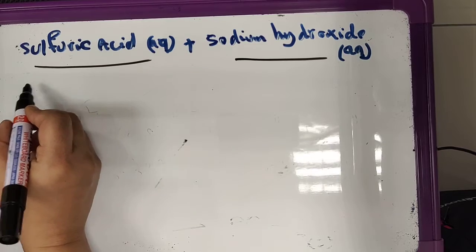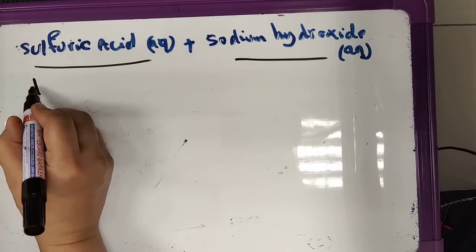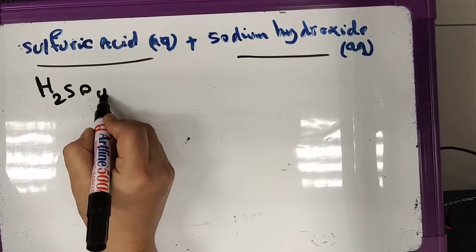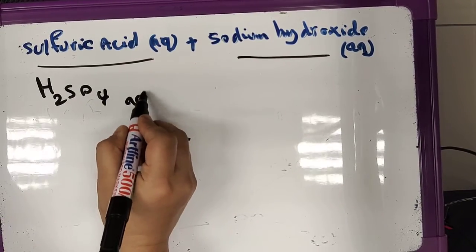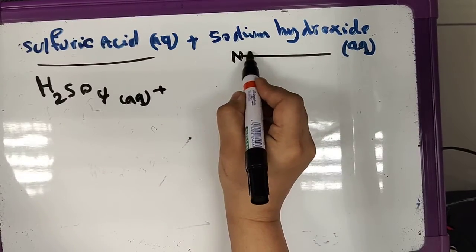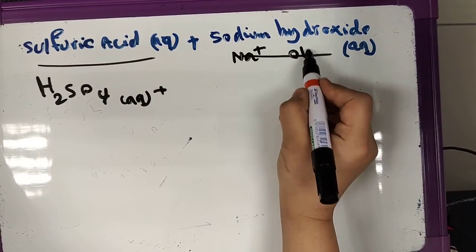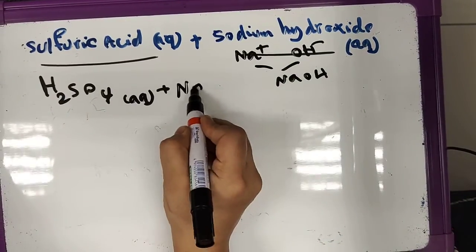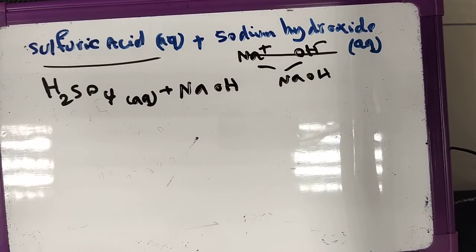The sulfuric acid is H2SO4. You have to memorize this one. I think all of you are familiar with it. So the state is aqueous. Plus sodium hydroxide. Sodium is Na positive, hydroxide is OH minus. So the formula will be NaOH. The next step is this.